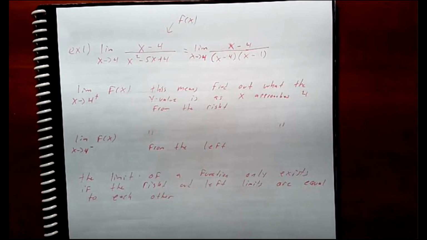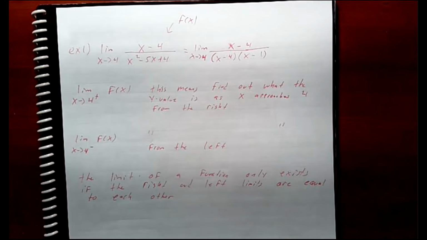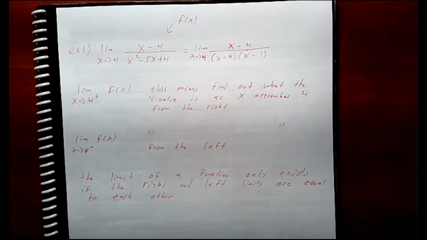Sir, is there ever going to be like an instance where they're not going to be equal? Yeah, you'll have strange functions that they're not equal, and you just say the limit doesn't exist. You just put DNE. That's it. Okay. We'll do one of those as soon as I can find one. I don't know if it's too soon to do it, so I'm hesitating. One second.